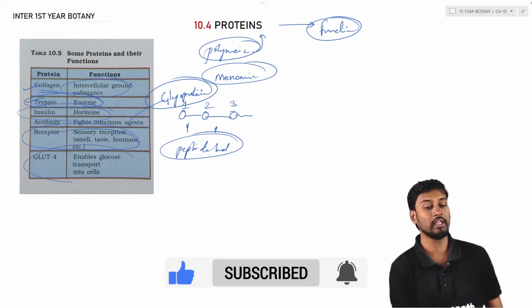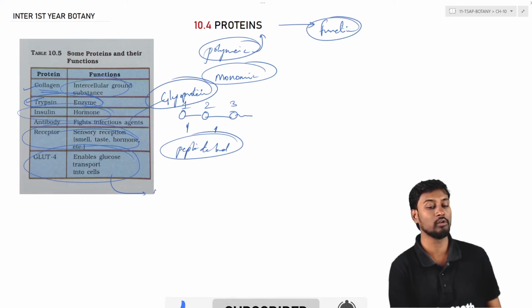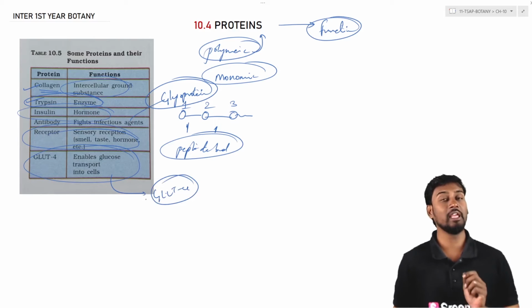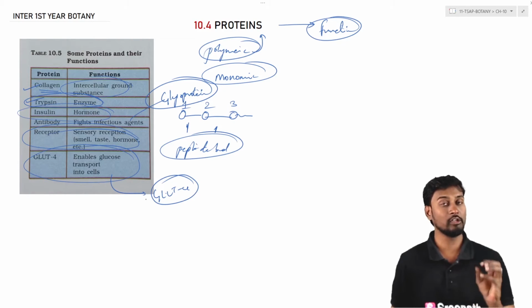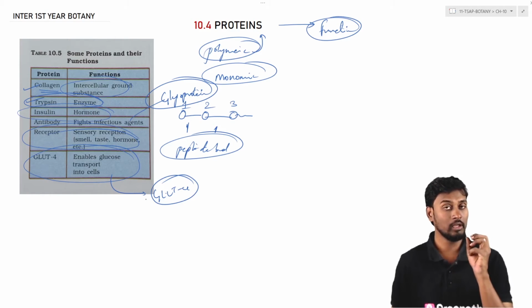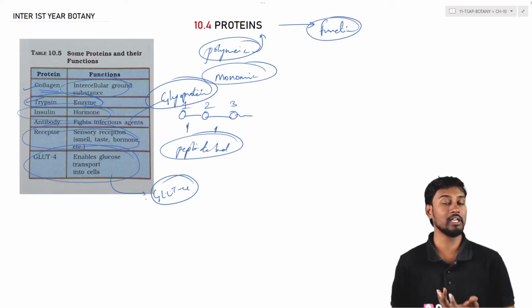And coming to the next one, that is the transporter, that is the GLUT transporters, which play a major role in transporting glucose across the membrane. And when describing the structure of the transporter protein, the membrane transport proteins are also made up of protein.